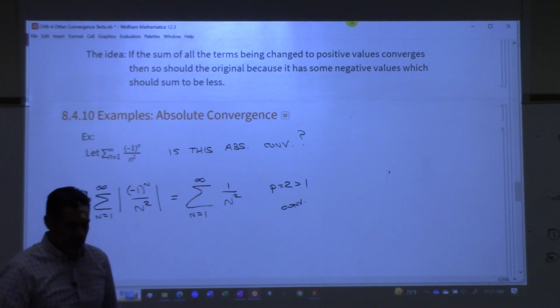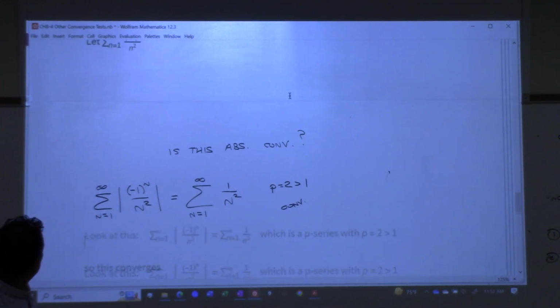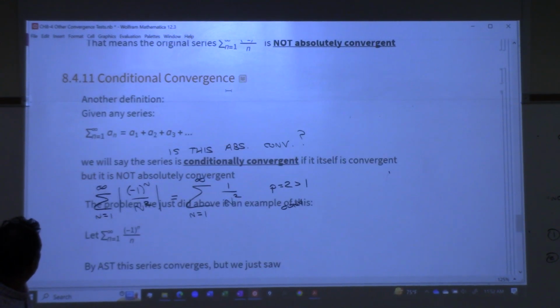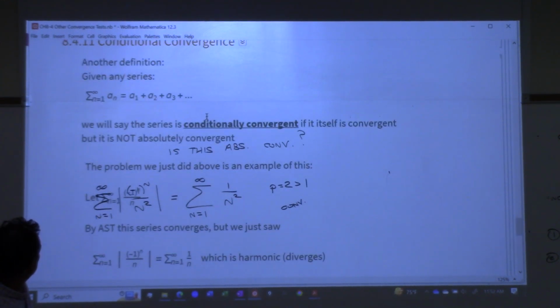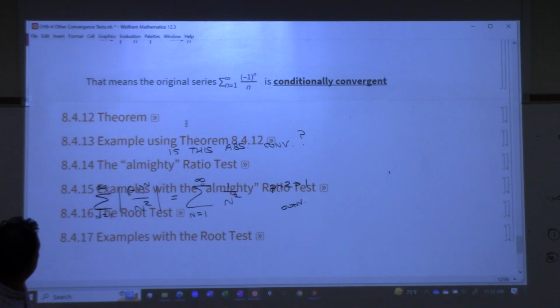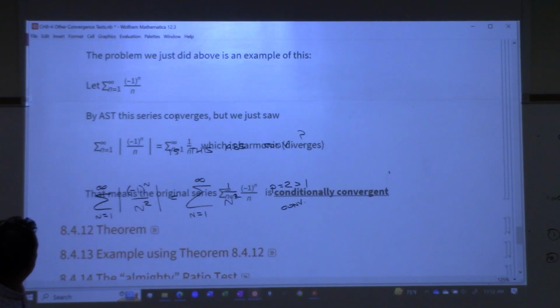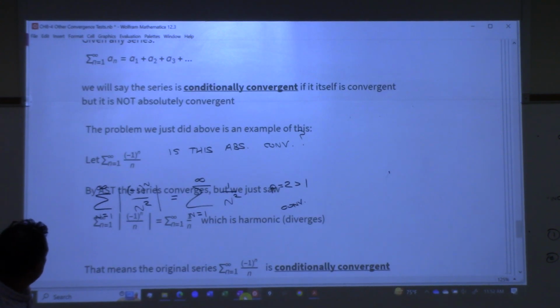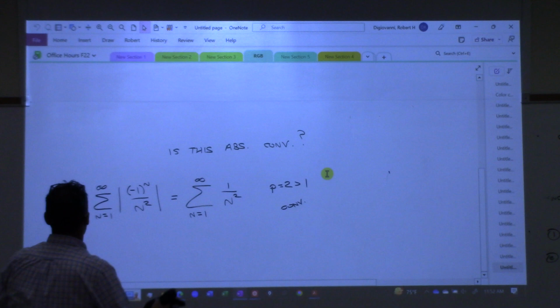Now we have to be extremely careful though. Look at this example here. Let me do the example first. I didn't want to do the theorem yet. Let me just do this. Let's do this one.